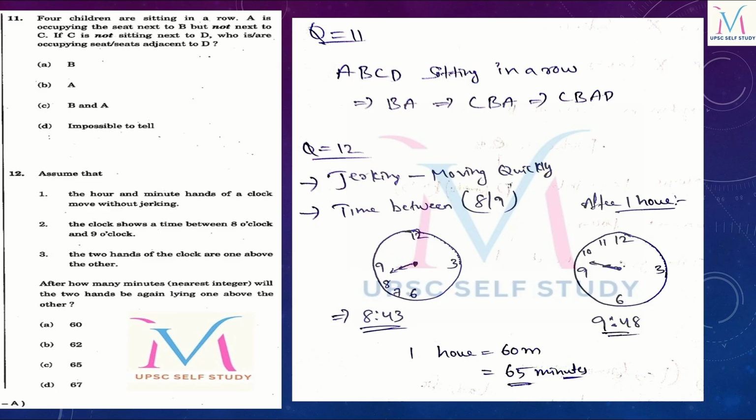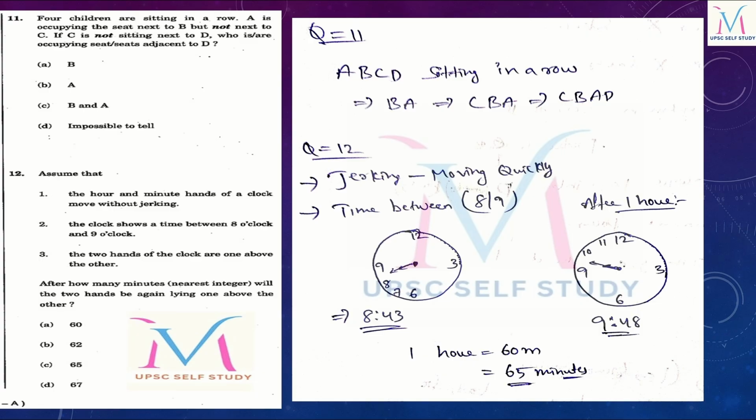So first they are lying one above the other at 8:43, and second they are lying above at 9:48. Okay, that is 1 hour. After 1 hour at 9:48 they are lying. 1 hour is equal to 60 minutes, right? And this 60 minutes plus this 5 minutes, which means from 43 to 48, 5 minutes, right? So here our hour hand is 1 hour, the minute hand is 43 to 48. How many minutes are there?